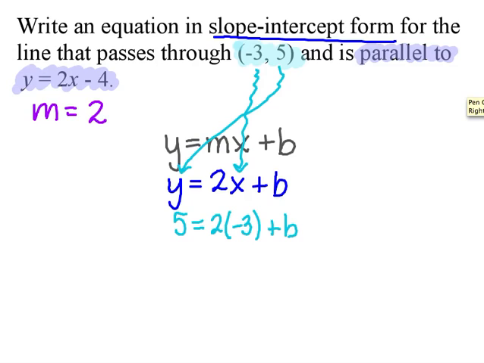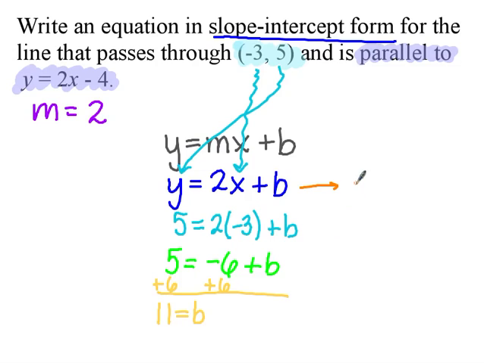Let's go ahead and solve that. What is 2 times -3? -6. So what do I do now? I add 6 to both sides. What is 5 plus 6? 11. Last but not least, I need to sub 11 in for b. So my answer is y = 2x + 11.